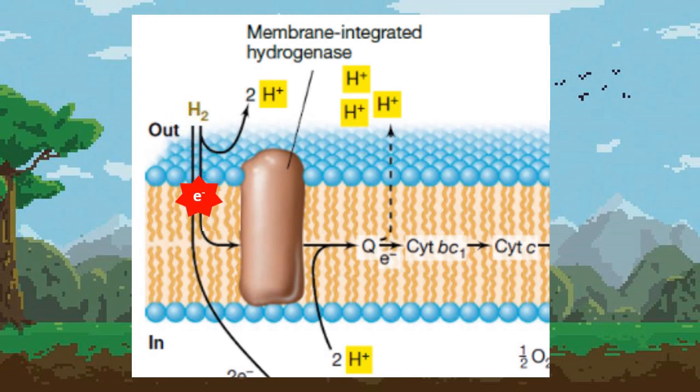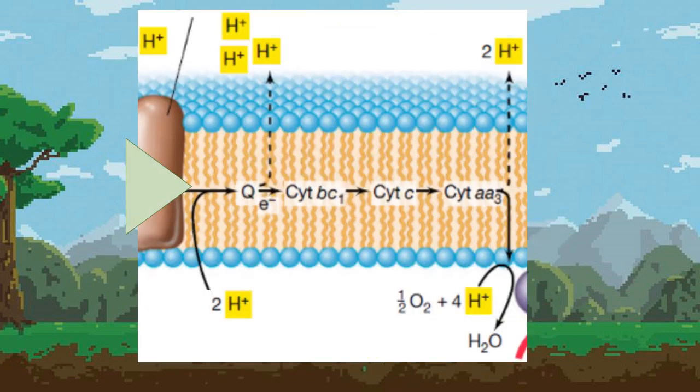Specifically, the electrons from hydrogen are catalyzed by the membrane-integrated hydrogenase and are initially transferred to a quinone acceptor. The electron then travels to a series of cytochromes, and the oxygen serves as the terminal electron acceptor. The generated proton motive force from the electron transport will eventually reduce oxygen to water.